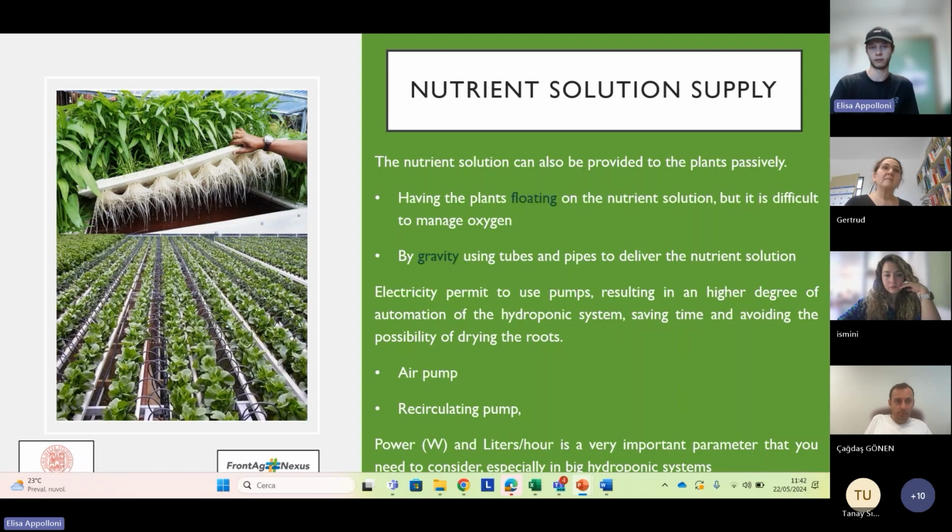So we have two different types of pumps. We have air pumps, and then we have also recirculating pumps.